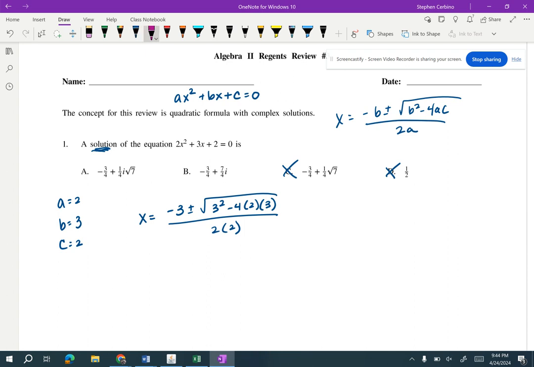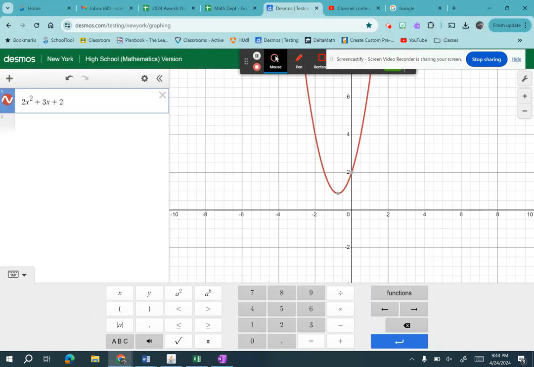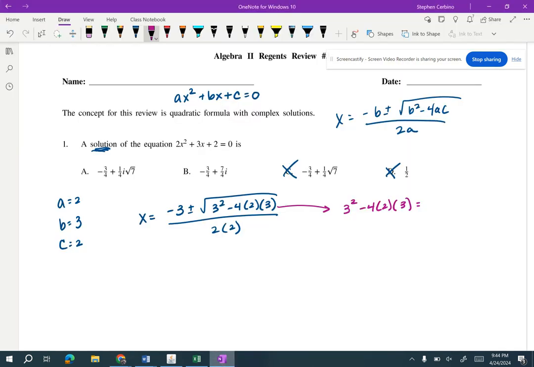Now, in the quadratic formula, this part underneath the square root symbol has a name. It's called the discriminant. And we want to evaluate that first. That's also going to tell us whether or not our solutions are real or not. So if I type that into my calculator, if I type in 3 squared minus 4 times 2 times 2, I wind up getting negative 7.